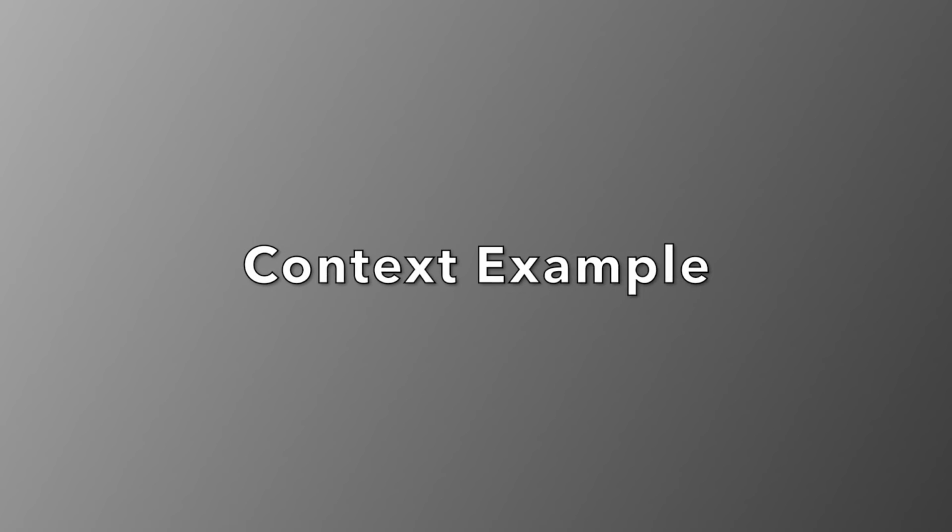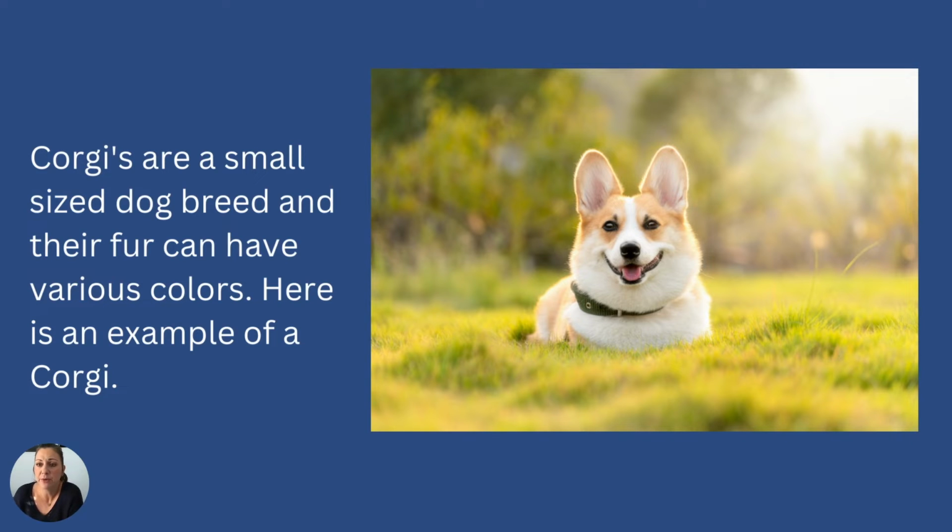Context example. So imagine you're looking at a website about corgis as a dog breed, and this content is on the website. So you have the text and you have this image. So let me read the text to you. It says, corgis are a small-sized dog breed and their fur can have various colors. Here's an example of a corgi. Okay, and next to it we have an image of a corgi dog.